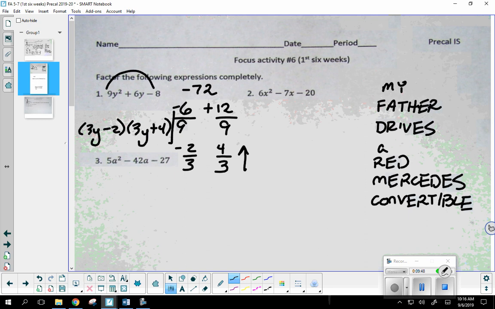3y plus 4. There we go. Okay. All right. Is there anybody who already had all three of these factored before we even started? Okay, so a few. Very good. All right. Let me catch up to you.